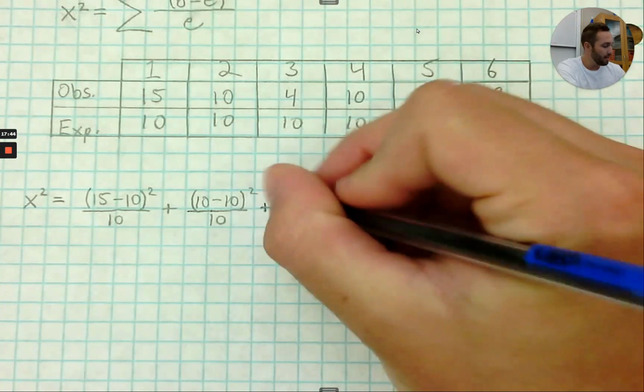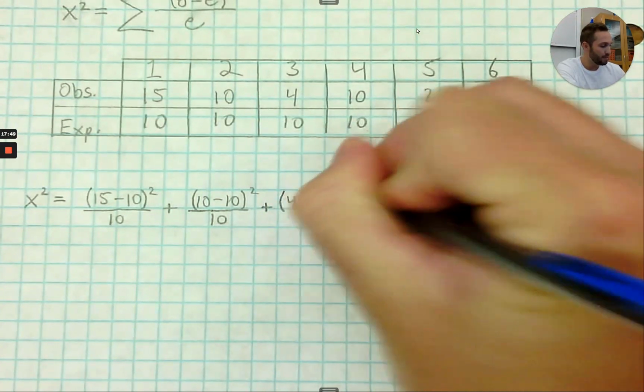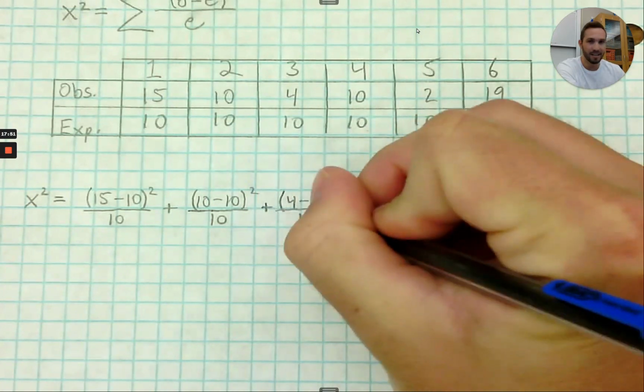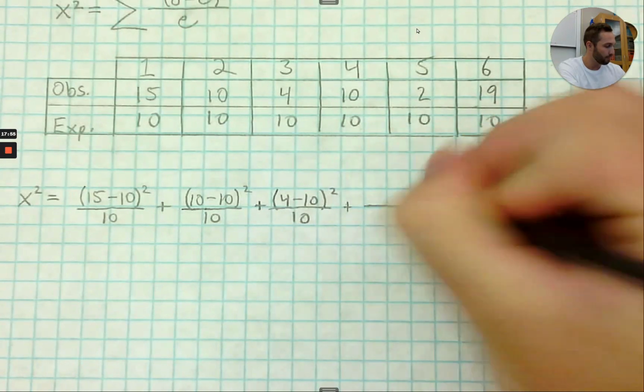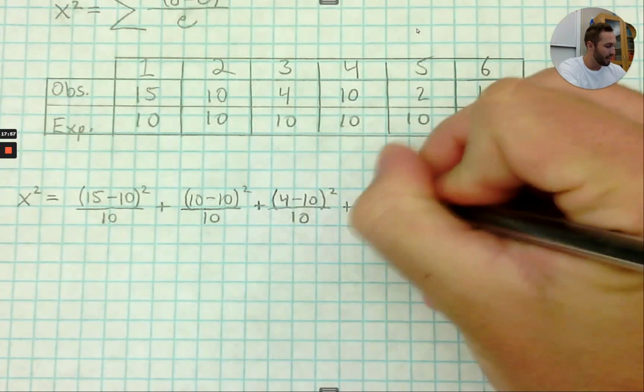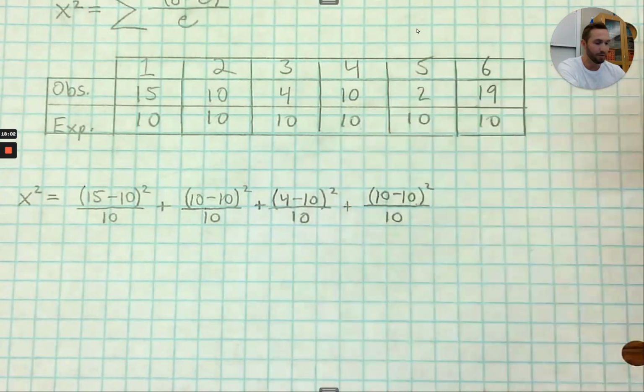But for rolling a 3, you observed it happened 4 times, but you were expecting it to happen 10 times. You subtract it, you square it, you divide by the expected, which is 10. I'm going to do that for the next one. Rolling a 4, you observed a 4 being rolled 10 times. You were expecting it to happen 10 times. You subtract it, you square it, you divide by the expected, which was 10.